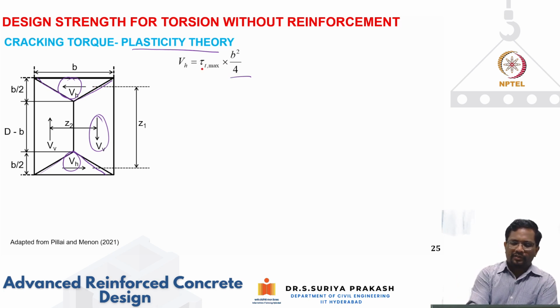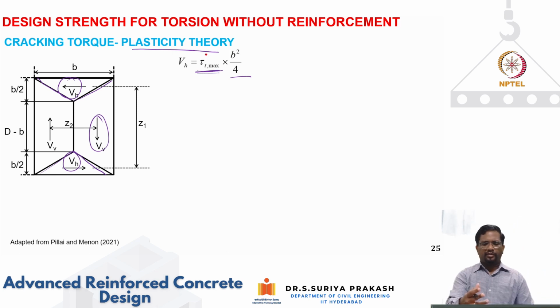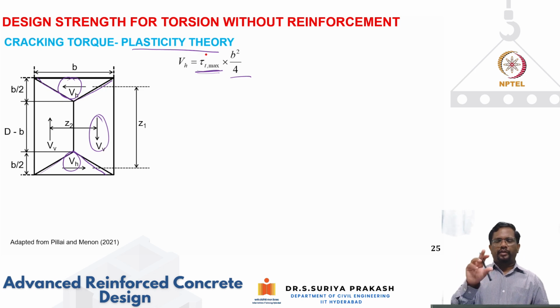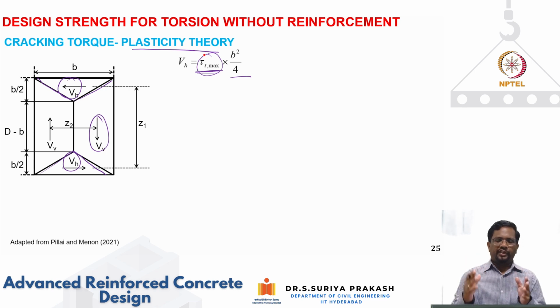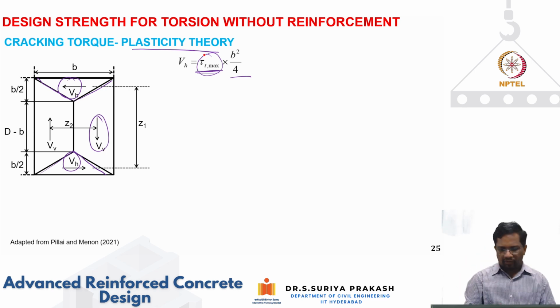The entire section is now plasticized, and it is having a maximum shear stress. The tau t max, what the concrete can take, I can always express in function of the square root of your fck. Usually tensile strength or shear strength is expressed as a function of the square root of your compressive strength. So I can fix a value for this tau t max, based on experiments or based on some experience. Like this, we can calculate your shear resistance. VH will be tau t max multiplied by b square by 4.